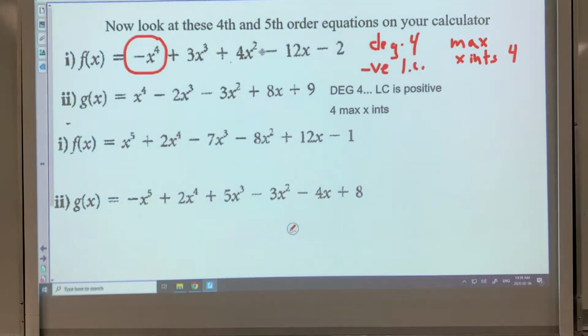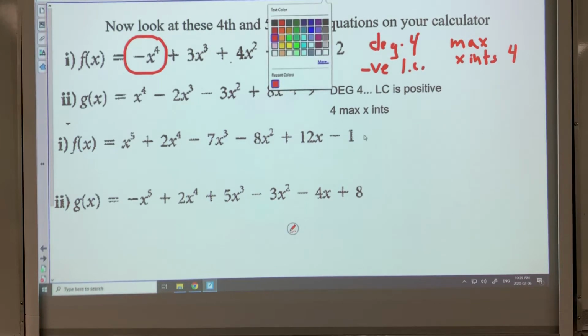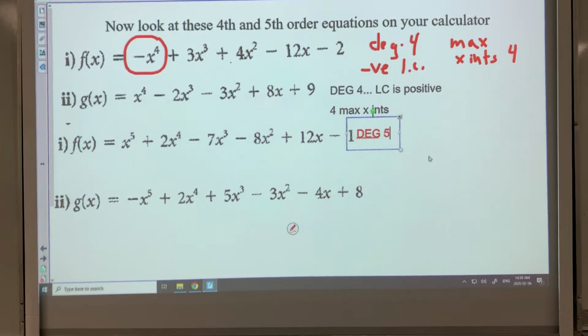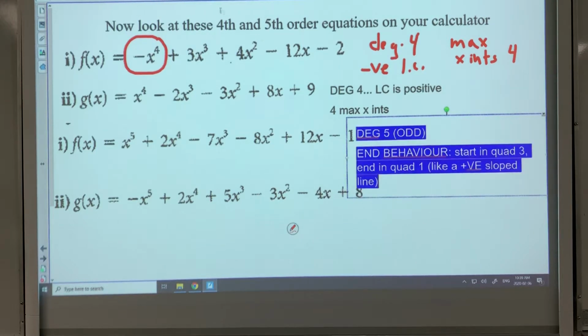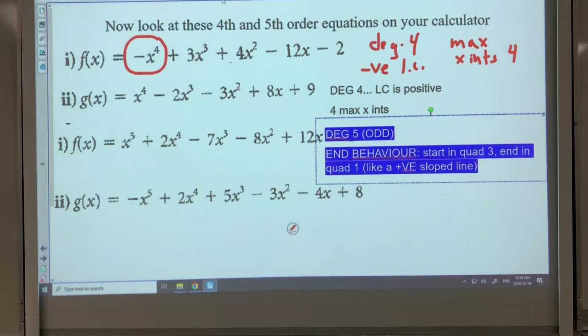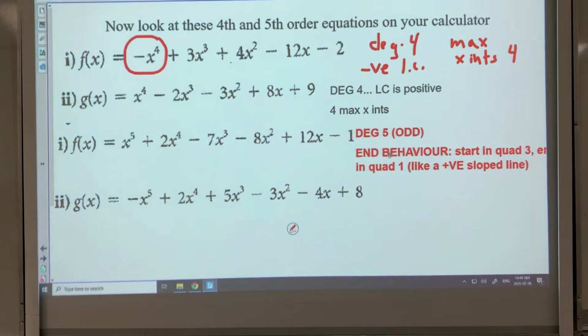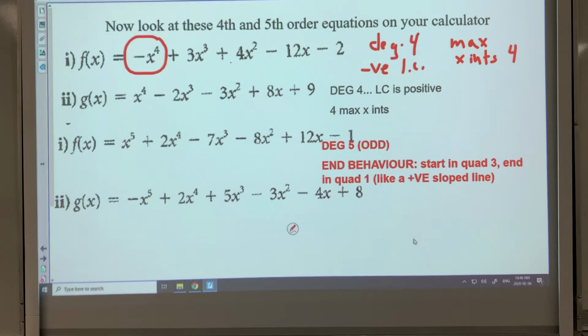So I'm going to write it down. I'm so confident that we're going to write this down. Let's use red. Degree 5, and then in brackets we'll write odd. End behavior. So we're expecting it to start in quad 3, end in quad 1, like a positive sloped line.